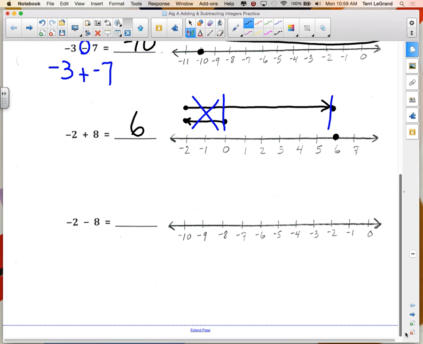Okay. How about this last one? Should we change it to an add the opposite problem? Yeah, it's not addition, it's subtraction. It says -2, subtract 8. We will change those to add the opposite. So, in fact, on the back side of your homework, they're going to have changed all of them to an addition problem.